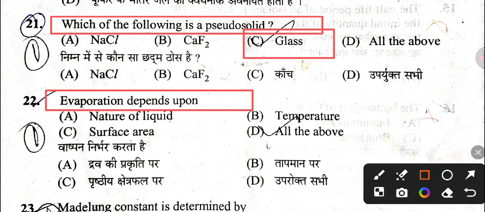Evaporation depends upon the nature of the liquid as well as surface area as well as temperature. अगर किसी लिक्विड का टेम्परेचर बढ़ाएंगे तब भी इवेपोरेशन ज़्यादा होगी. नेचर ऑफ द लिक्विड, अगर वोलेटाइल लिक्विड है दैट विल इवेपोरेट क्विकली. सरफेस एरिया, अगर ज़्यादा होगा तो इवेपोरेशन ज़्यादा होगी, अगर कम है तो इवेपोरेशन कम होगी. सो ऑल ऑफ द अबव इज द राइट आंसर.